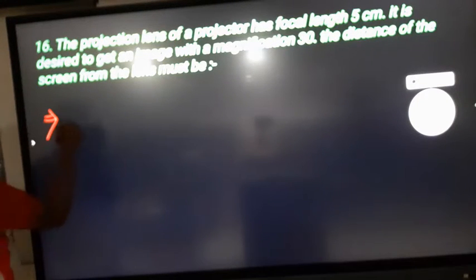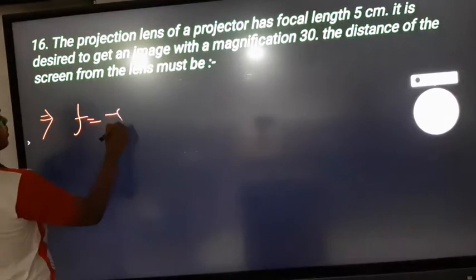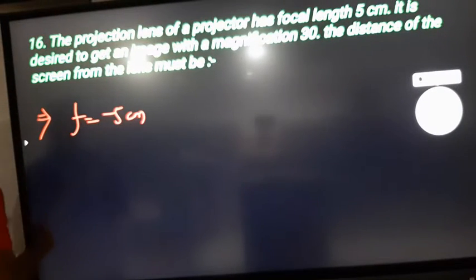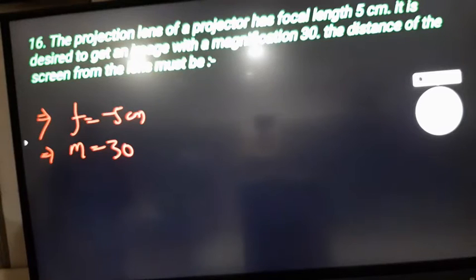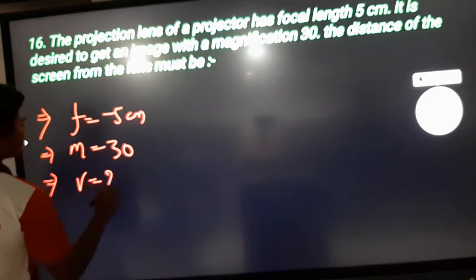So we'll take that focal length f equals minus 5 cm, and it is desired to get an image with a magnification. The magnification is given, M equals 30, and we need the distance of the screen from the lens. So we have to find the distance of the screen, meaning if we find v, we will get the answer.